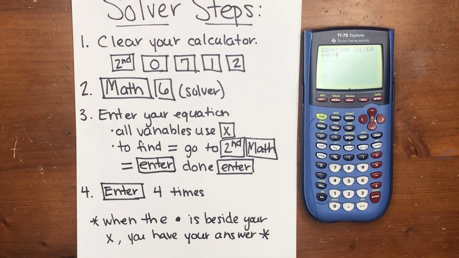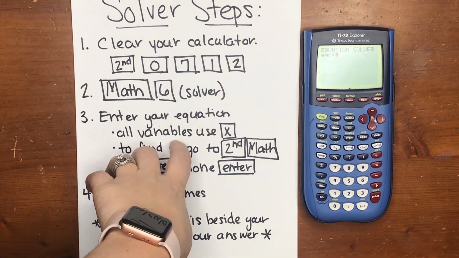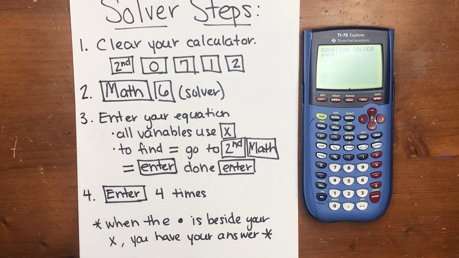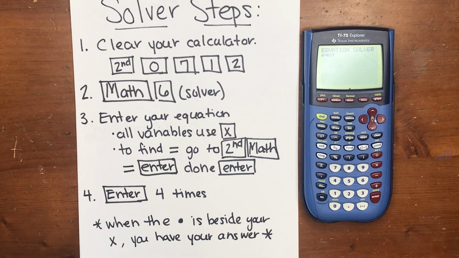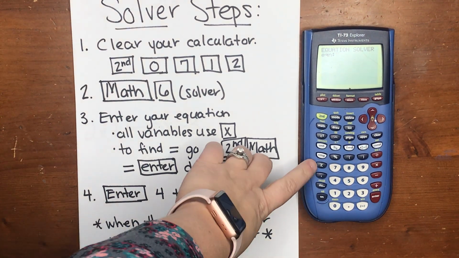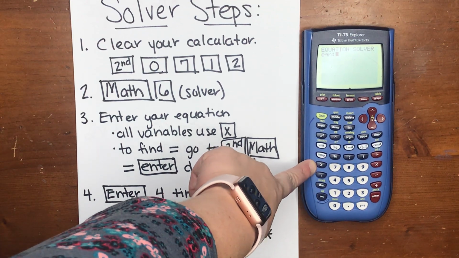The third step talks about entering your equation. Now that we're in solver, we're ready to put our equation in. There are two important things you need to know about entering your equation. The first is that for all variables, we are going to use the X key. It does not matter if your variable is A, H, Y, P. It does not matter what your variable is. We are always going to use the X key, and the X key is located directly beside your 7.